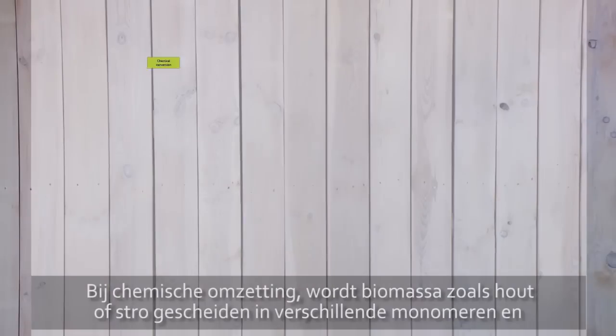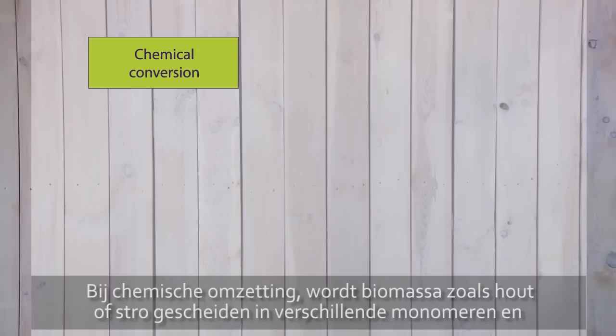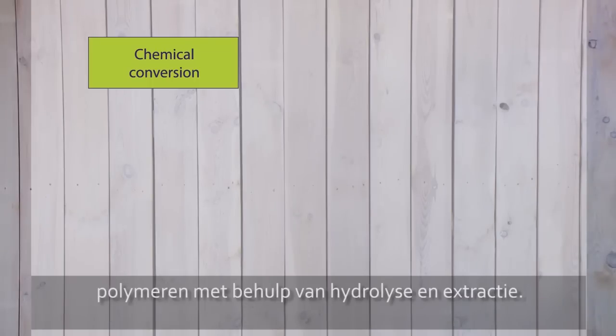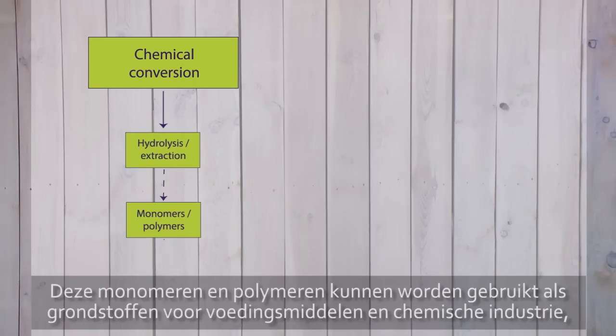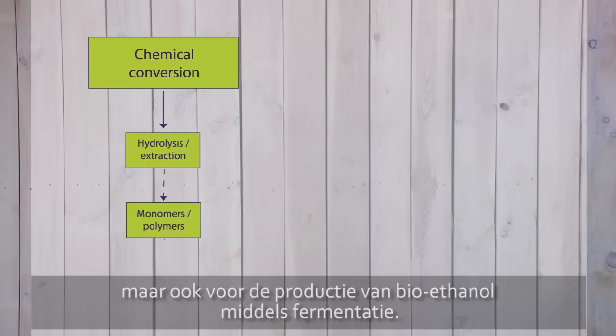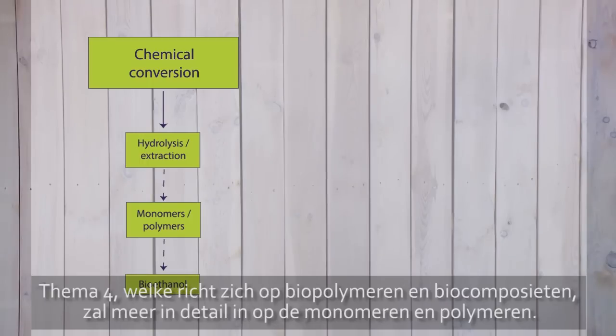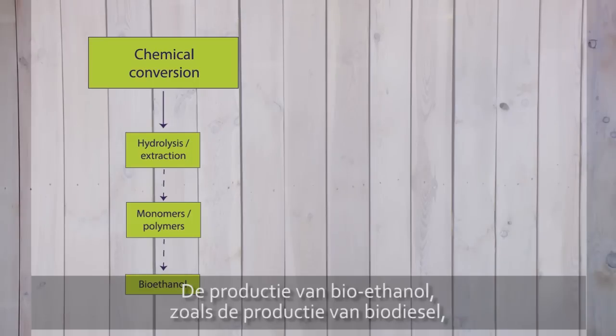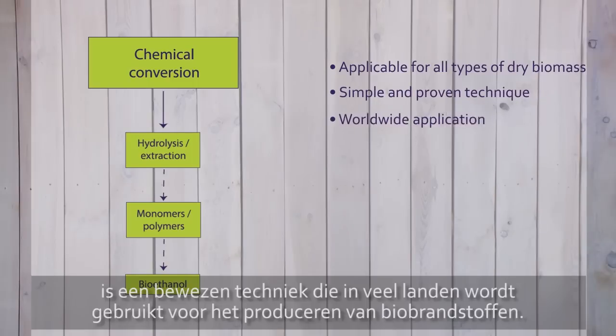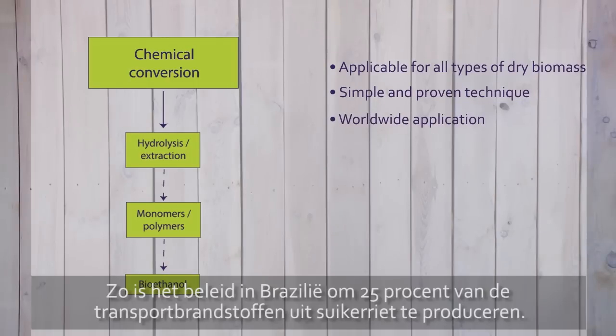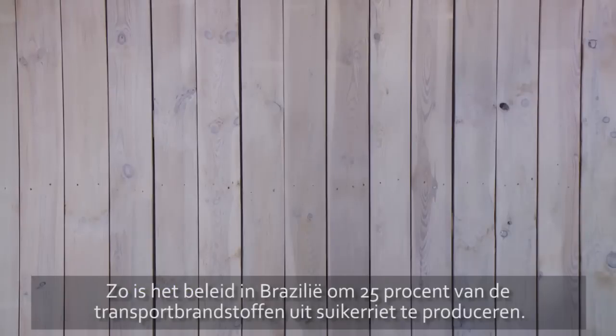With chemical conversion, biomass like wood or straw is separated into various monomers and polymers, using hydrolysis and extraction. These monomers and polymers can be used as raw materials for food and chemical industries, but also for the production of bioethanol using fermentation. Week 4, which focuses on biopolymers and biocomposites, will go more into detail about monomers and polymers. The production of bioethanol, like the production of biodiesel, is a proven technique that is used in many countries to produce biofuels. For example, the policy in Brazil is to produce 25% of the transport fuel from sugarcane.